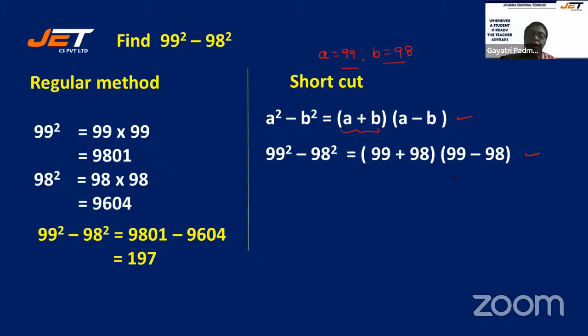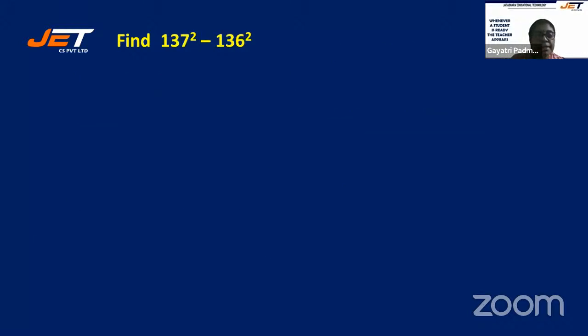Right? So now see how easy it is. 99 plus 98 will be 197. Addition is easy, isn't it, rather than doing multiplication. 99 minus 98 is 1. So 197 into 1 is 197. All right, students, so quickly you can note down the formula so that the next sum you will do based on this. Fine. So we are moving on to the next sum.